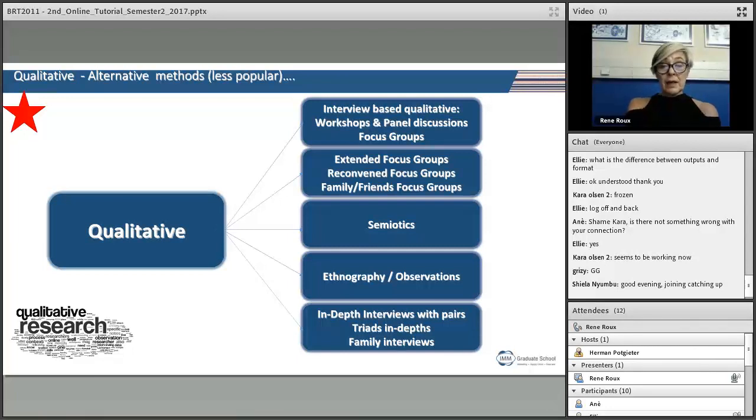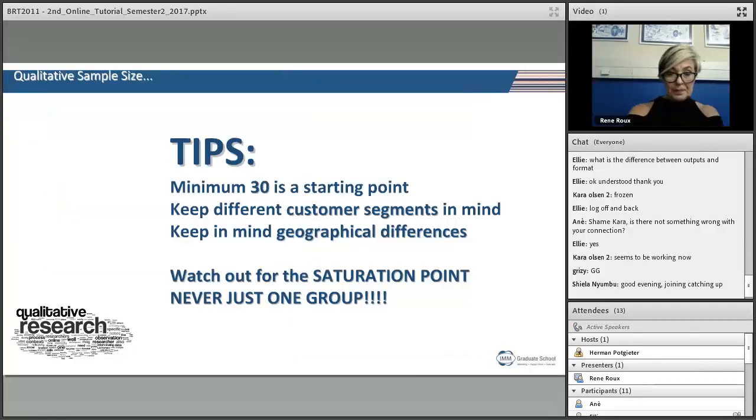And then lastly, in the less popular qualitative methods are your in-depth interviews with pairs, so it's 2 people, or triads where it's 3 people, or a family. So it's also if you make an appointment and you will see the family of 4 or 5 for half an hour at a time in a place that's of their convenience.